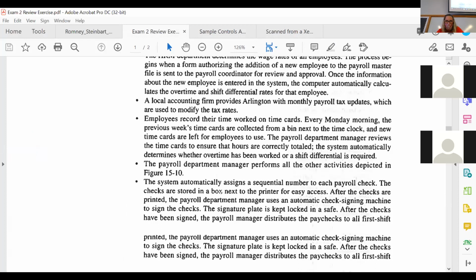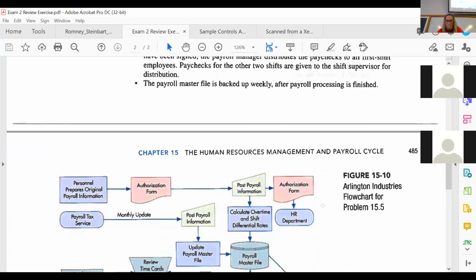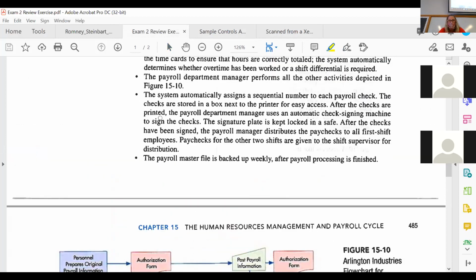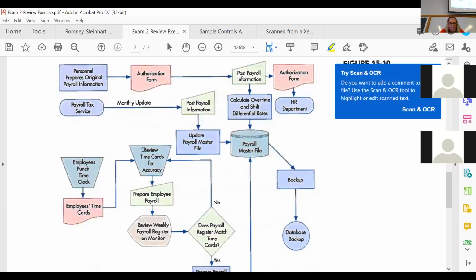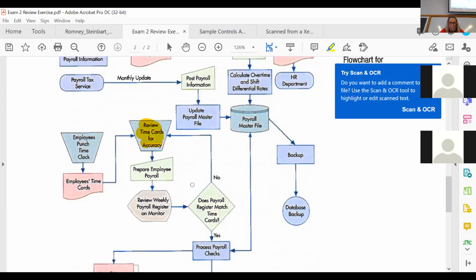I have the expensive version of Adobe Acrobat, so I should be able to mark up this document. So yeah, this was the item that Julian discussed. The system automatically assigns a sequential number. And then, was this the review time cards for accuracy? Miranda, is that the step you were talking about? That one and then the payroll.